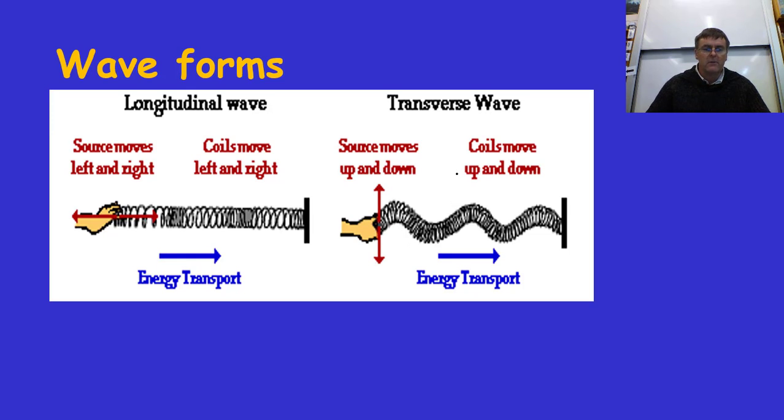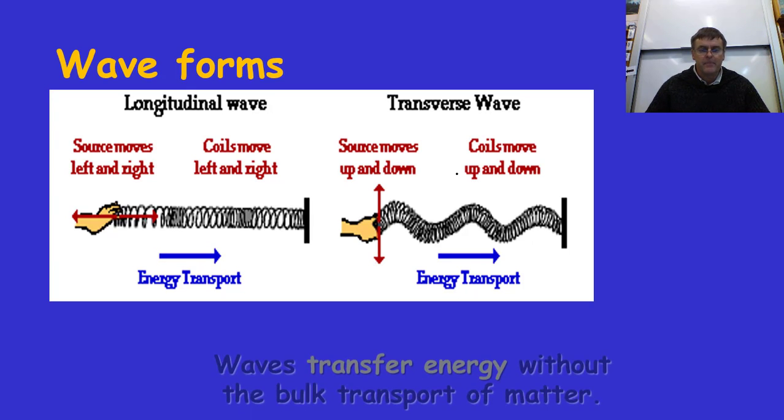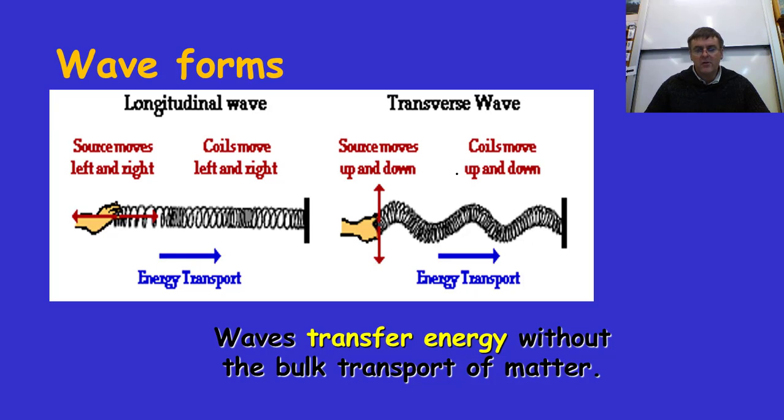So a longitudinal wave travels in the same direction as the energy, whereas a transverse wave moves up and down at 90 degrees to the direction of the energy moving. And the energy is moving, but not the stuff. The stuff moves a little bit, like the little compressions in the longitudinal wave, and the wiggling up and down of the transverse wave, but there's no bulk transport of stuff from one place to another, just the energy moving.